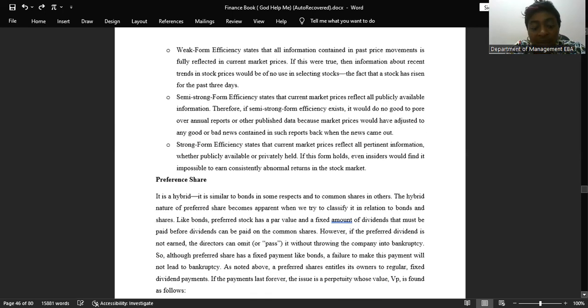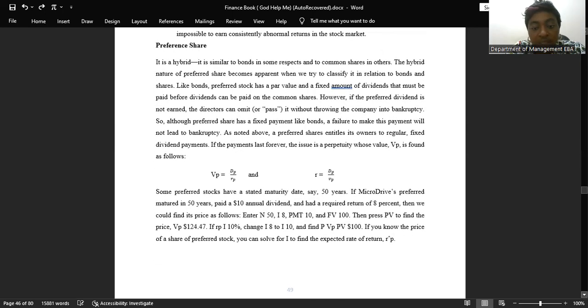Now let's come to preference shares, right? What is preference shares? I've said before that preference shares is one of the classifications of shares, and for them it has a fixed rate and they are paid earlier. Now we say preference shares are hybrid. When we say hybrid, it means the thing has two forms. Hybrid because it can either be shares or it can be a bond.